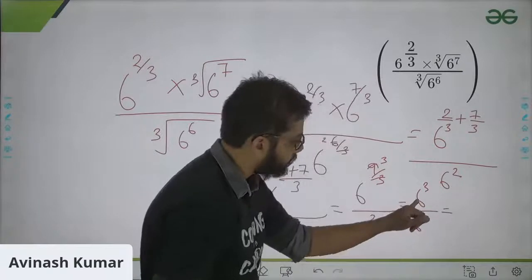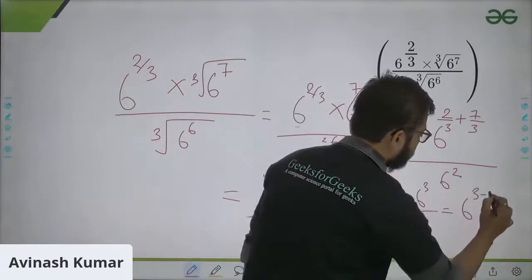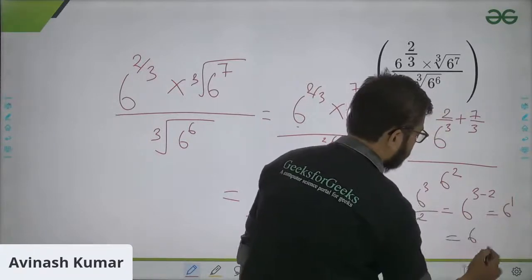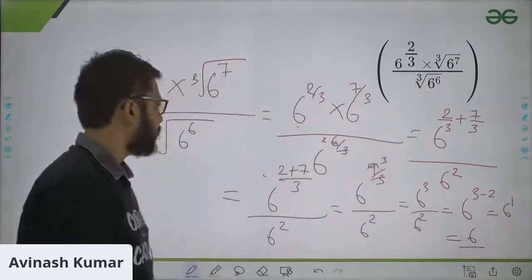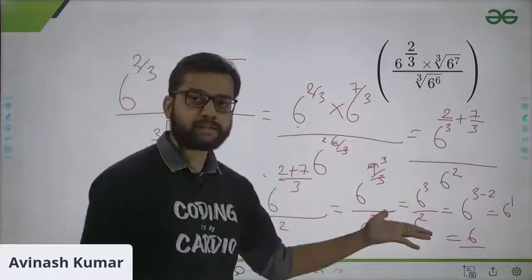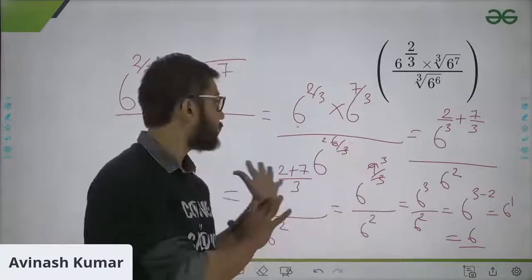Now again, our base is the same, power is different. It's 6 to the power 3 minus 2, which is 6 to the power 1. Our final answer is 6. So you see, there's a multiplication concept, division concept, square root concept. Everything is suddenly used.